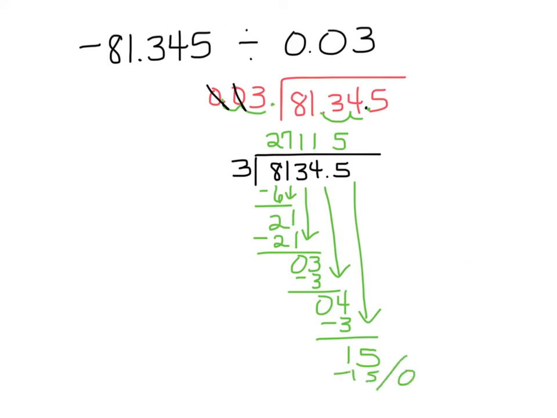Okay, and then your decimal goes straight up. So my answer is 2,711.5. Now I just need to go back and figure out, is it positive or negative? Well, negative divided by a positive is a negative. So it's negative 2,711.5.